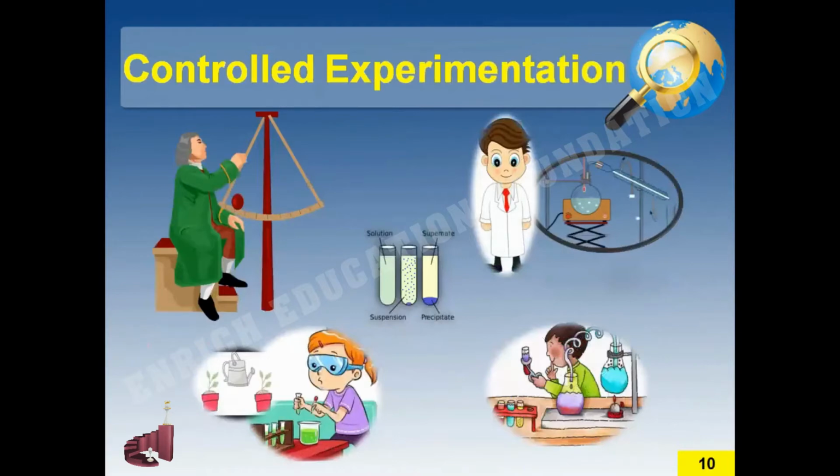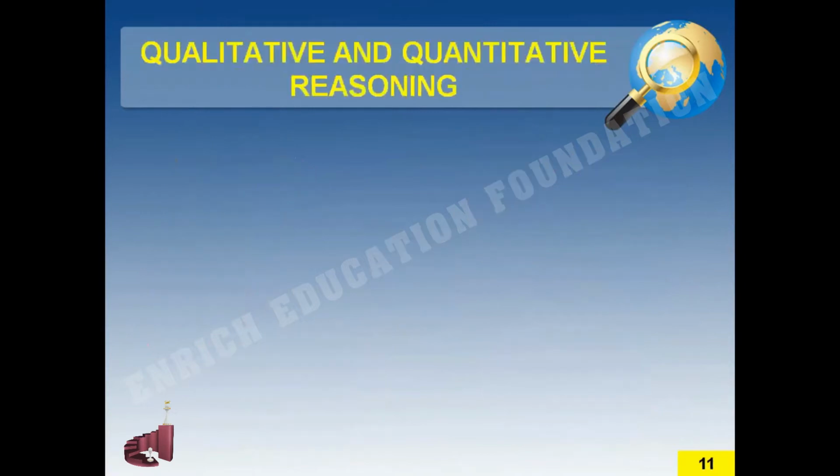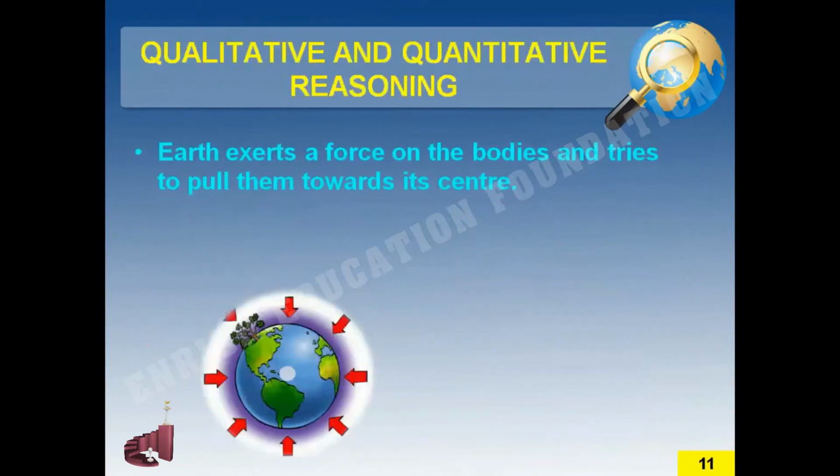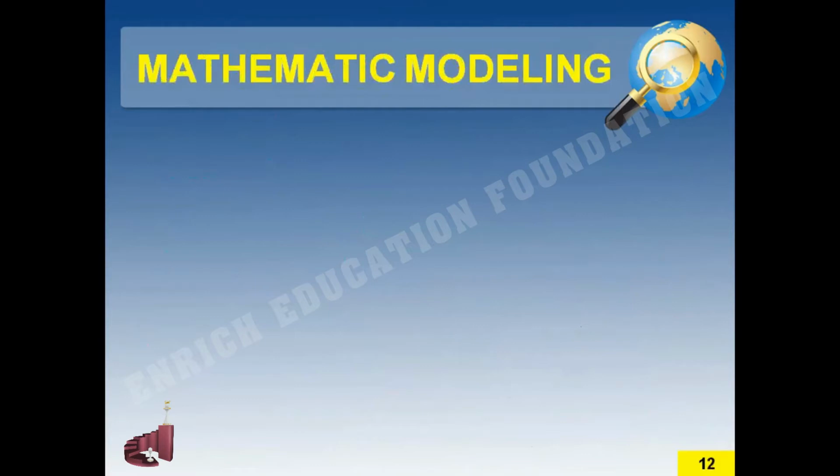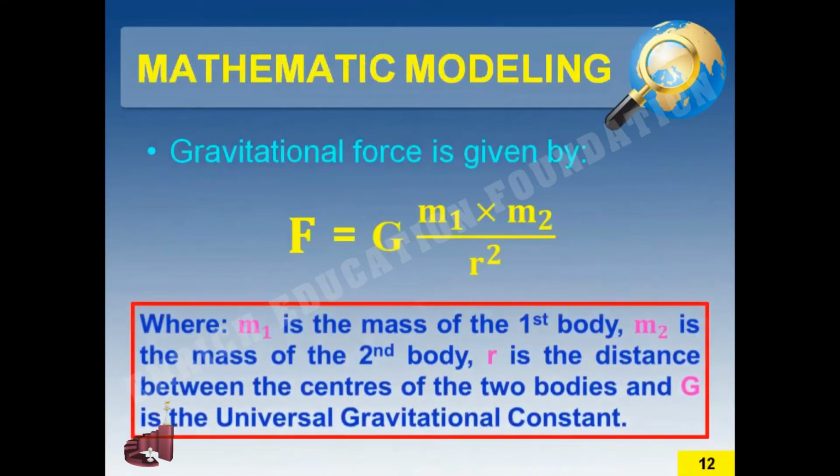He also did related experiments, and after conducting many experiments, based on the results, he came to the conclusion that Earth exerts a force on all bodies, and due to this, the bodies are pulled towards the center of the earth. He tried to qualitatively reason out the factors on which this force depends. He found that those bodies which are closer to the earth experience more force than the force which acts on bodies at a very far distance. So based on his idea, he gave the mathematical model for force as F equals G m1 m2 by r squared.